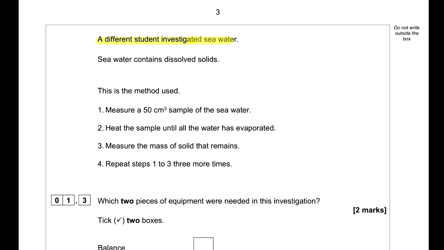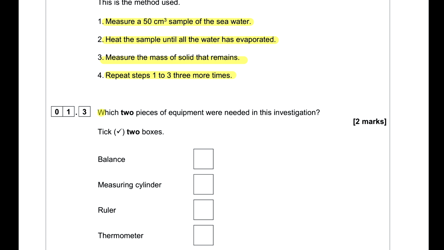A different student investigated seawater. Seawater contained dissolved solids. The student used this method. Measure a 50 cm³ sample of the seawater. Heat the sample until all the water has evaporated. Measure the mass of solid that remains. Repeat steps 1, 2, 3 more times. Which two pieces of equipment were needed for this investigation?